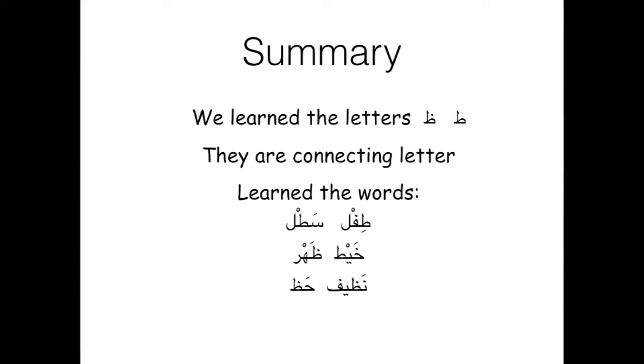So we learned the two letters ta and dha, and 6 new words: طفل, سطل, خيط, ظهر, نظيف, حظ.